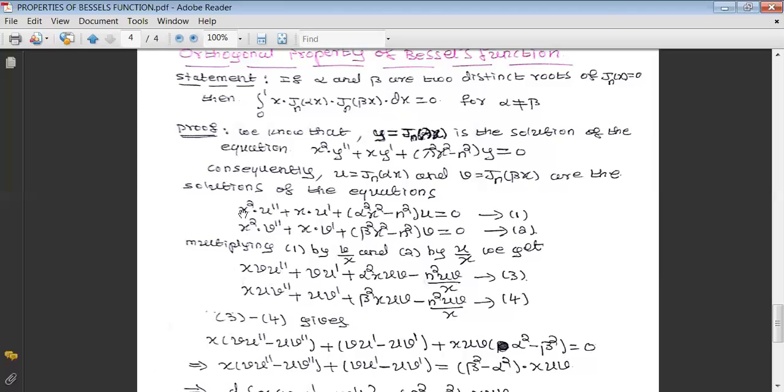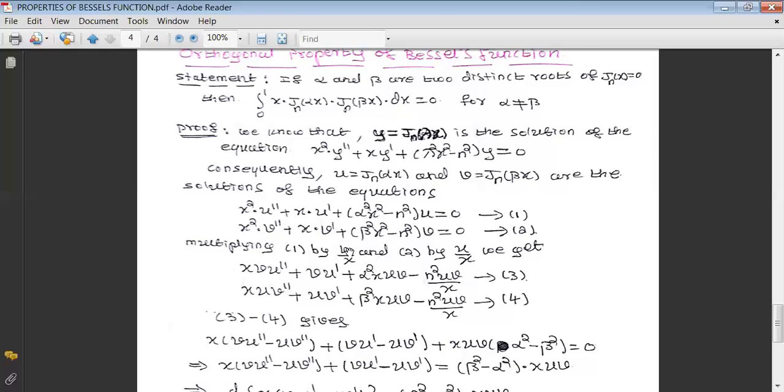These two equations are directly written as a consequence of the fact that y equal to Jn(lambda x) is the solution of the earlier equation. When y is replaced by u and lambda is replaced by alpha, we get the first equation. When y is replaced by v and lambda is replaced by beta, we get the second equation. Let us call these equation 1 and equation 2.